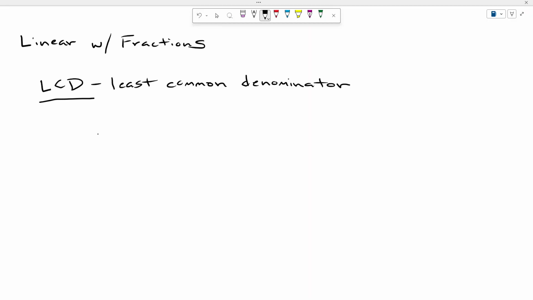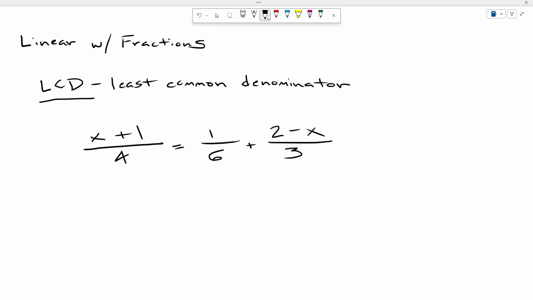So let's use an example. It'd be best just to see it. If we had something like this, set equal to 1/6 plus, and we are linear, our variables are in the numerators, so we are still linear. If we were given something like this to solve for x, we want to get rid of the fractions, so we're going to use the LCD.